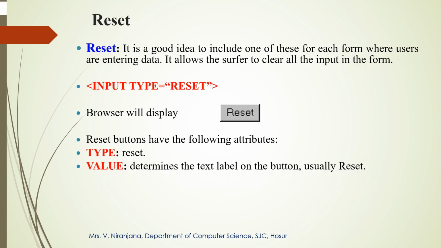One more type of button is there, that is called the reset button. When you give input type equal to reset, the browser will display a button like this. So here the reset will appear. Whenever you click on this, whatever data you have entered on the form will be cleared. So this is like a clear button. It will clear all the data you have entered in the form.